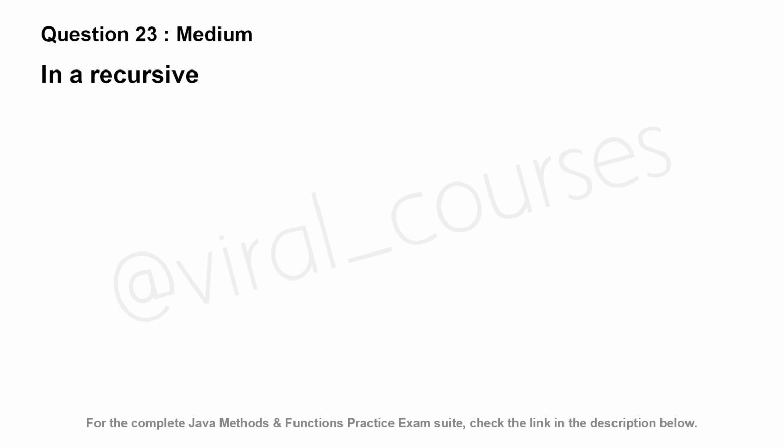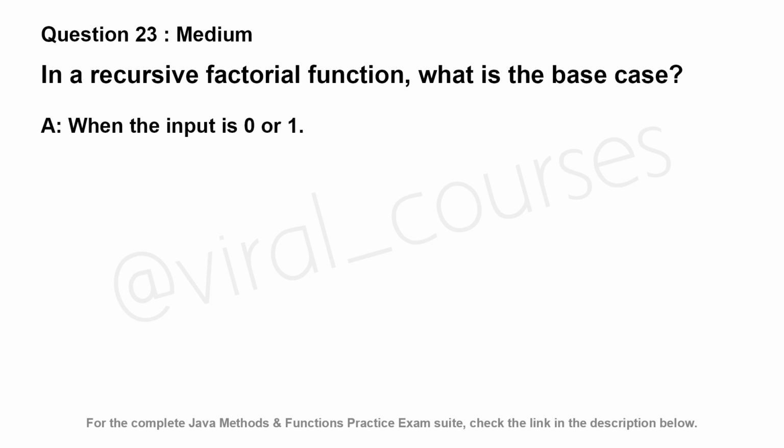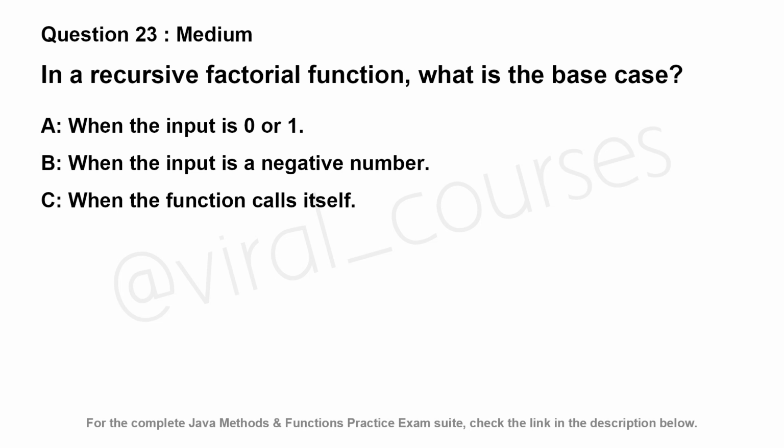In a recursive factorial function, what is the base case? Option A. When the input is 0 or 1. Option B. When the input is a negative number. Option C. When the function calls itself. Option D. When the result is larger than 100.